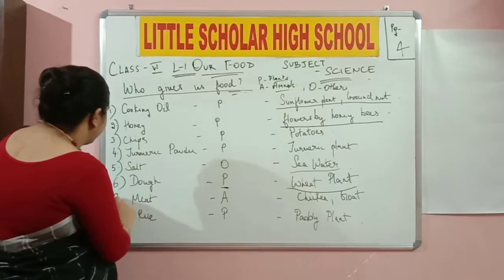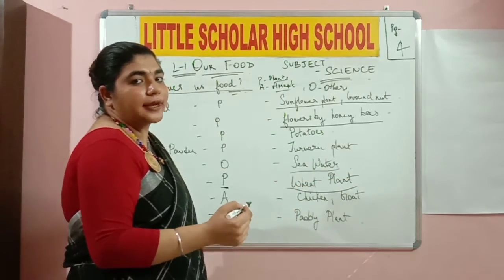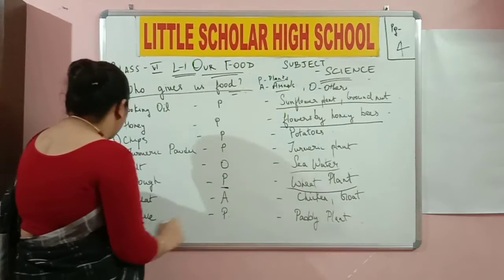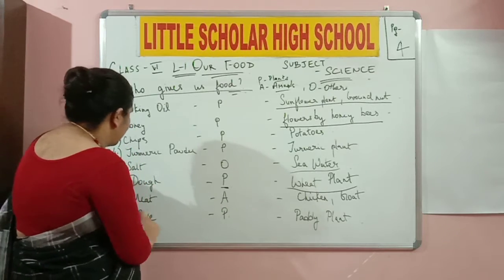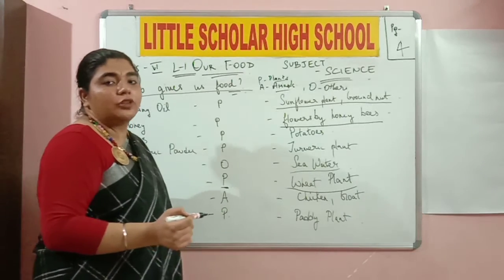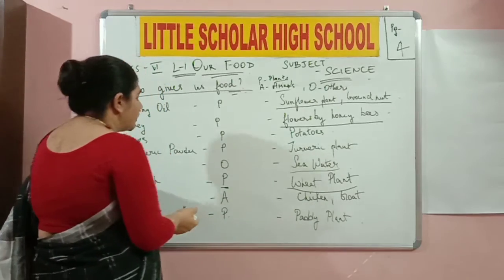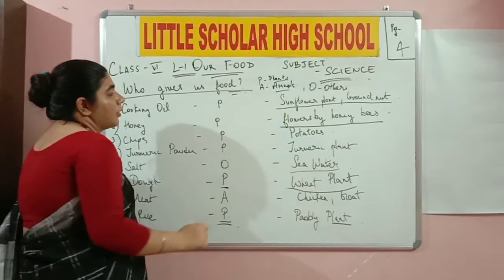And the seventh one is meat. The mutton or the chicken that you're eating is actually obtained from animals. So mention an A and mention the chicken and goat. We get mutton from goat. Eighth one is rice. Rice, definitely you obtain it from paddy plants. Again it is a plant, so you're going to mention P over there.